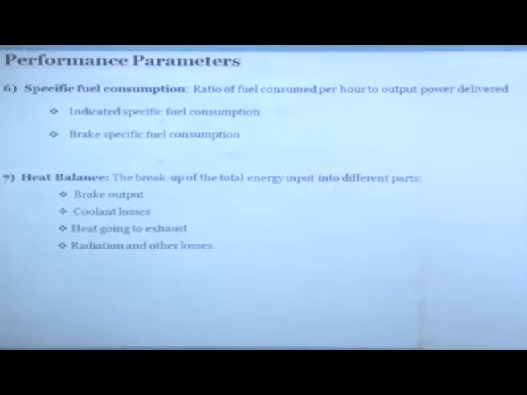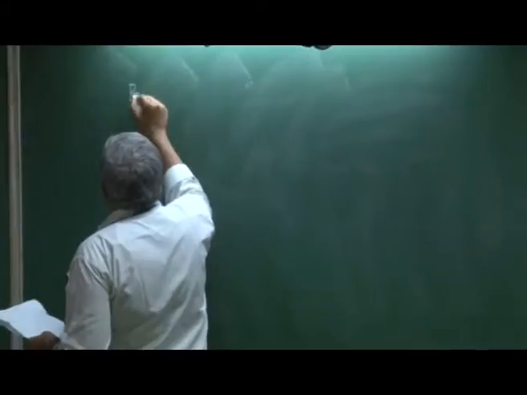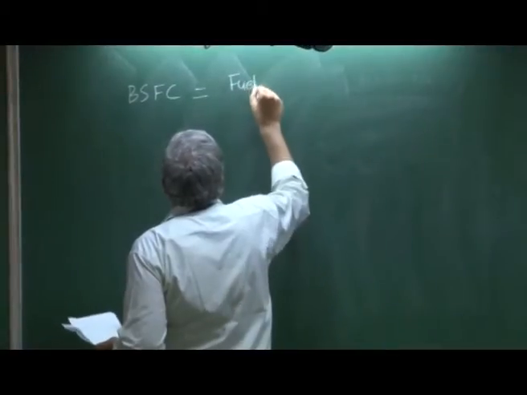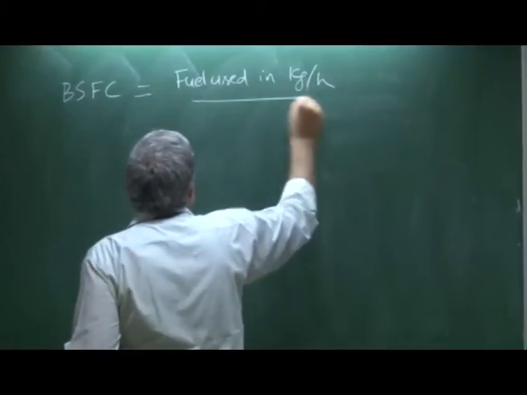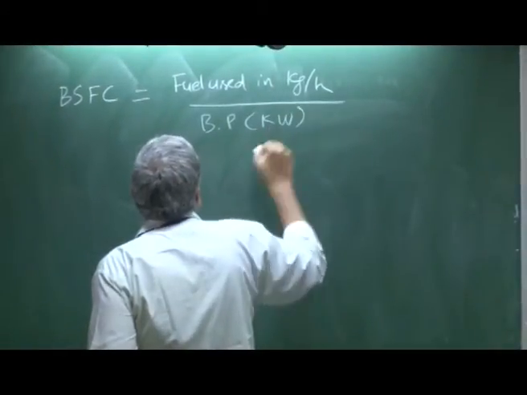Brake specific fuel consumption is extremely important, more important than indicated specific fuel consumption. How do we define it? So as it is written, specific fuel consumption is the ratio of the fuel consumed per hour to the power output that is delivered. So the brake specific fuel consumption will be fuel used in kilograms per hour divided by brake power produced in kilowatt.